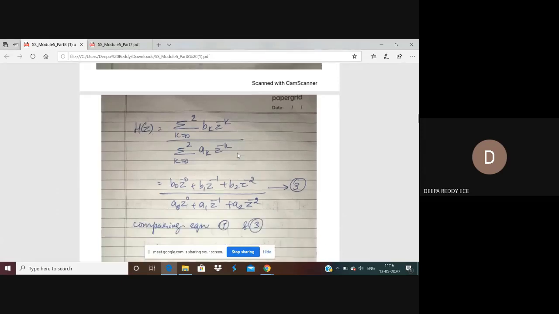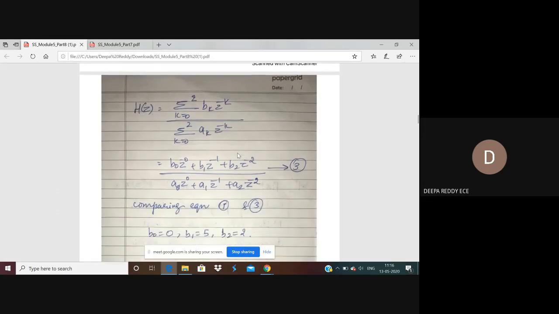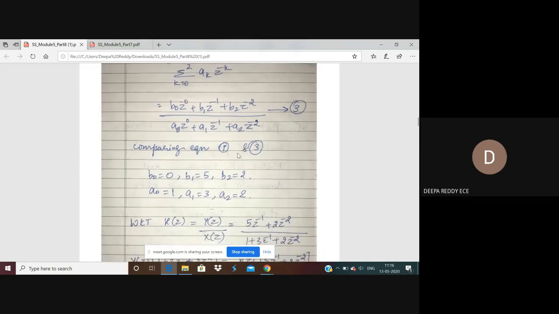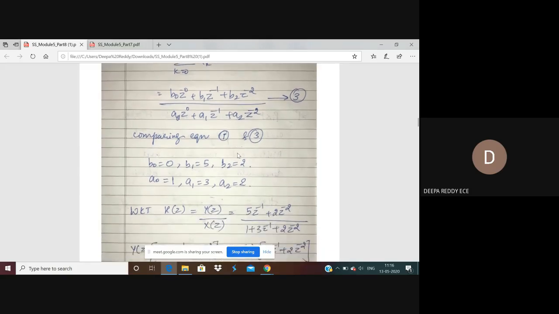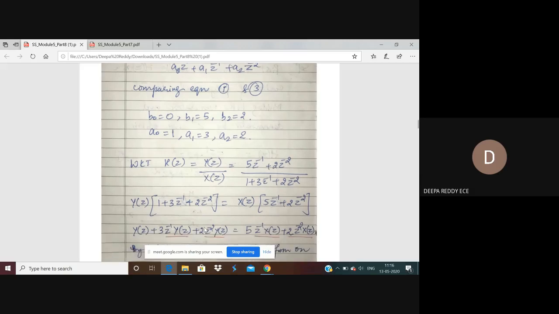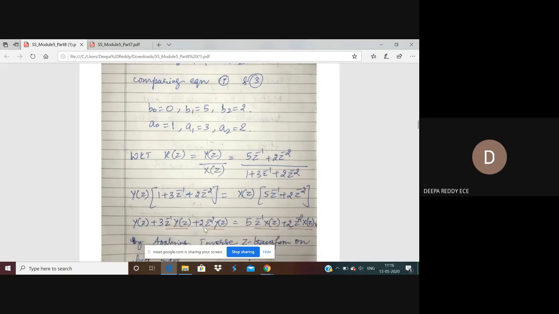So on comparing, the b0, b1, b2, a0, a1, a2 coefficients are determined. We know that H of z is equal to Y of z by X of z. This was the equation. By cross multiplying, H of z, which was the transfer function, can be expressed as Y of z by X of z, which is nothing but 5z inverse plus 2z to the power of minus 2, which we had earlier got.